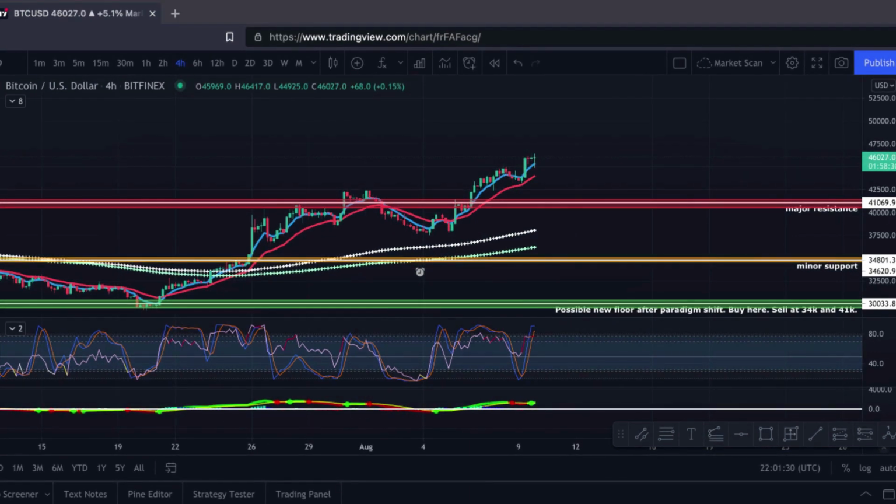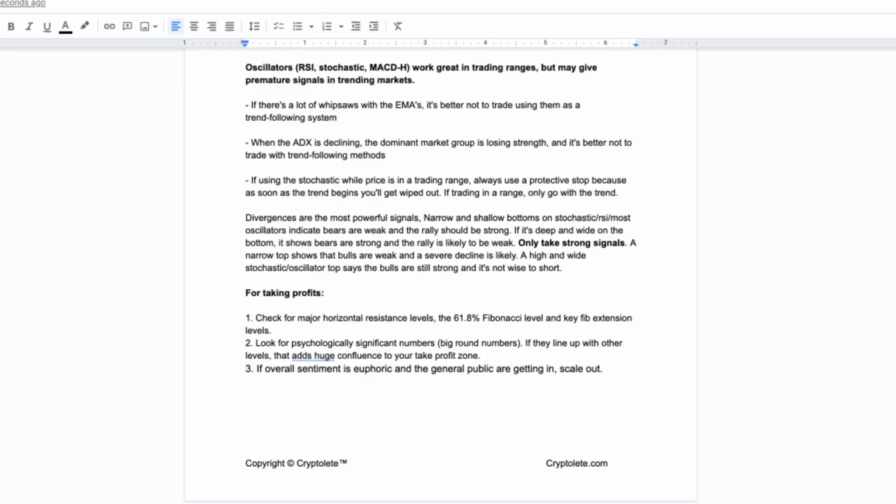And going back to the market scan. Okay, here we go. So a high and wide stochastic oscillator says the bulls are long and strong, and it's not wise to short. Okay, finally, for taking profits, and this is the very last thing that I have on here. 1, check for major horizontal resistance levels, the 61.8 Fibonacci level, and key fib extension levels. 2, look for psychologically significant numbers like big round numbers. If they line up with other levels, that adds huge confluence to your take profit zone. So that's really, really big.